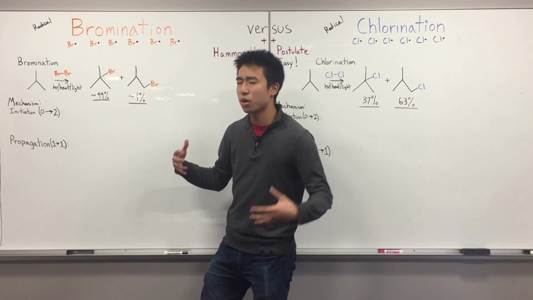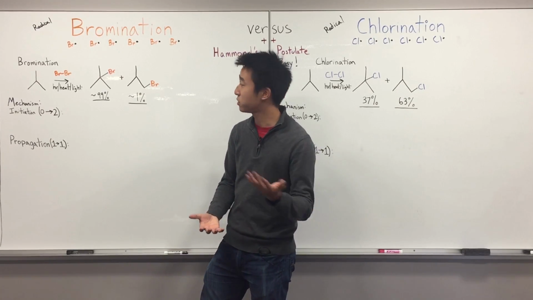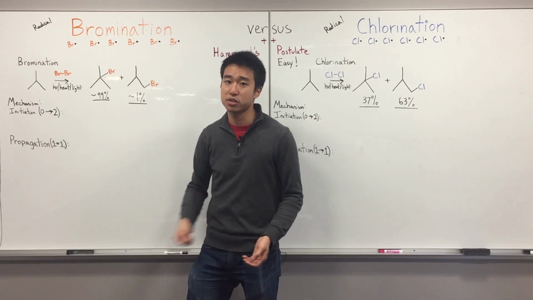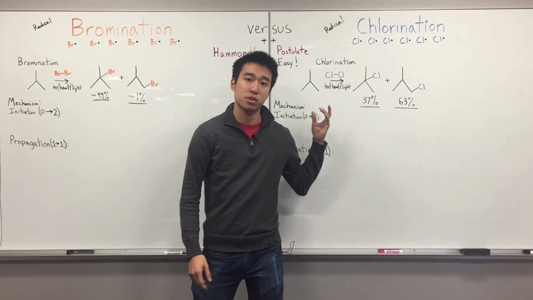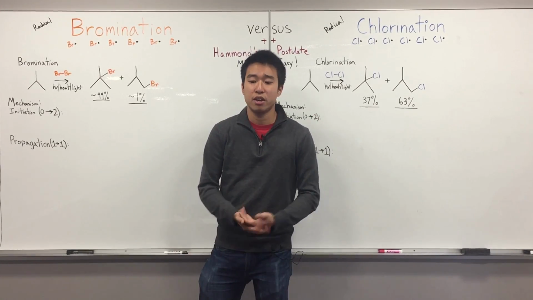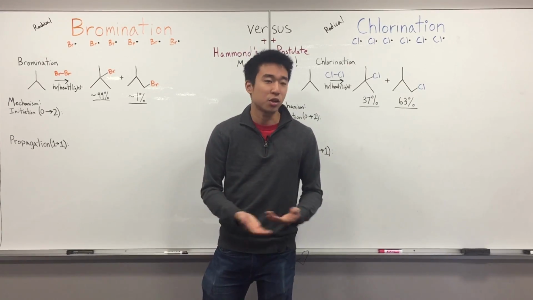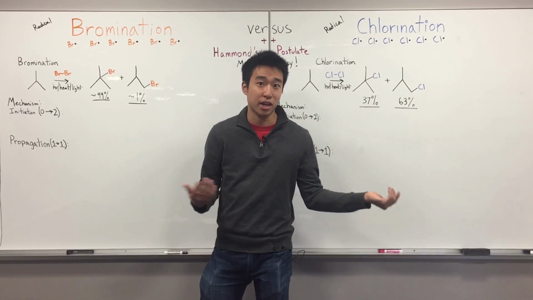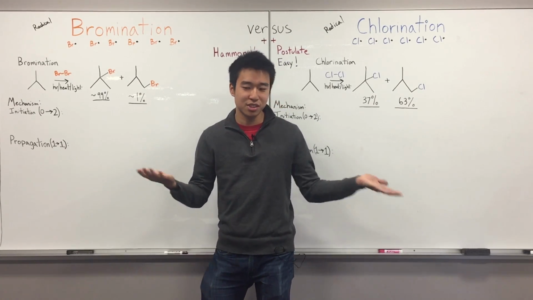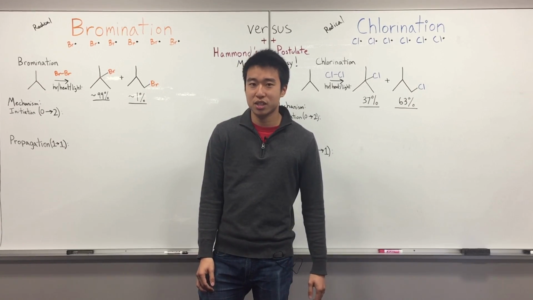But bromination is way more useful, as I'm sure your professor has told you, because it gives you predominantly just one product versus chlorination, which gives you a mixture. And that's bad because if you're trying to create Advil, ibuprofen, or Tylenol because you have a headache, you don't want to create a second product that causes diarrhea. That's not too convenient.